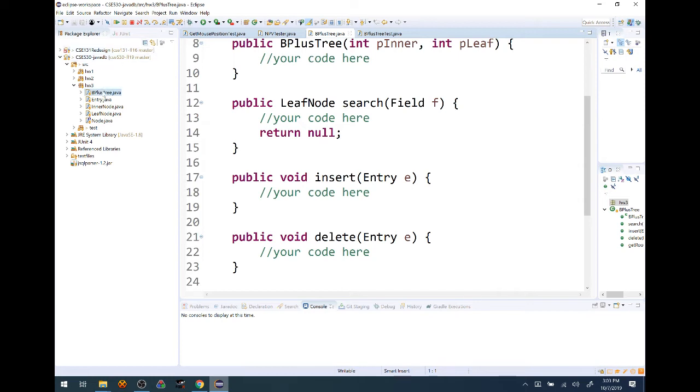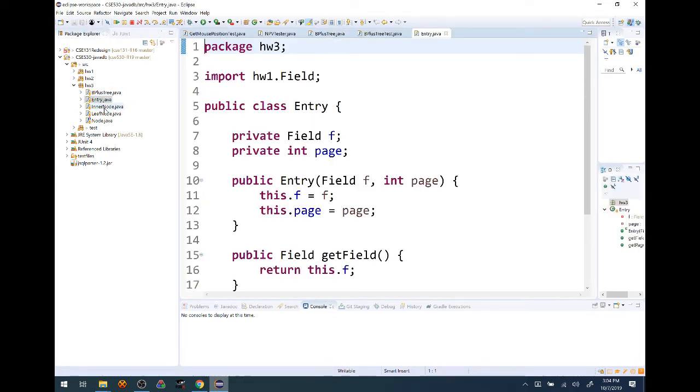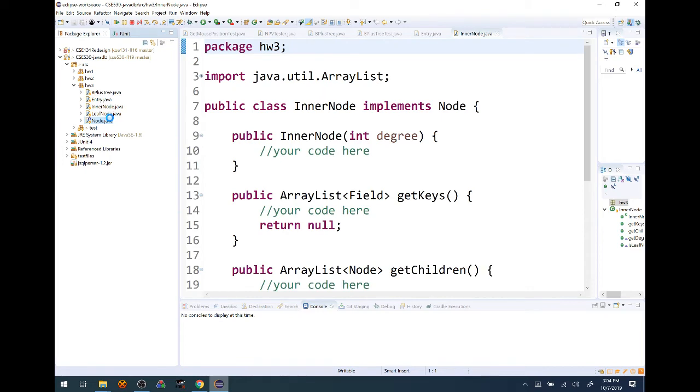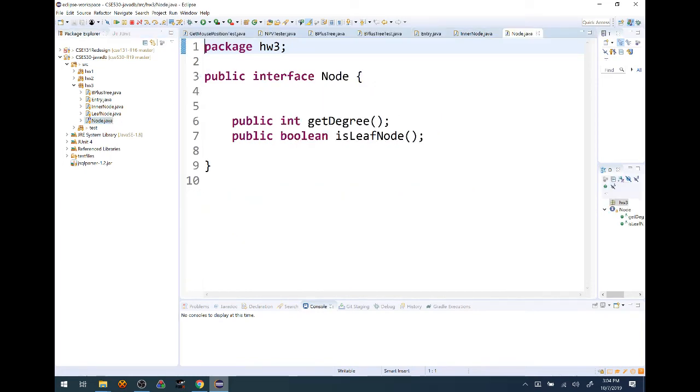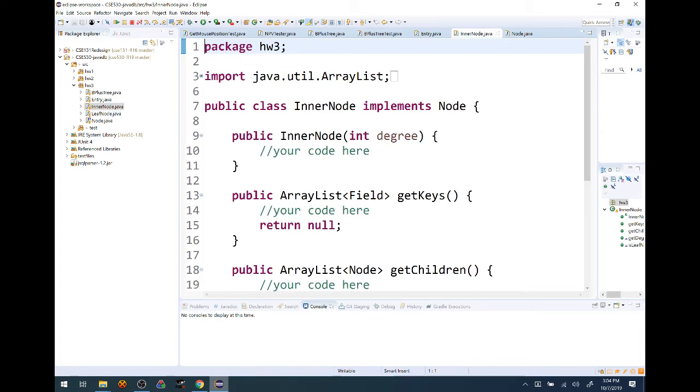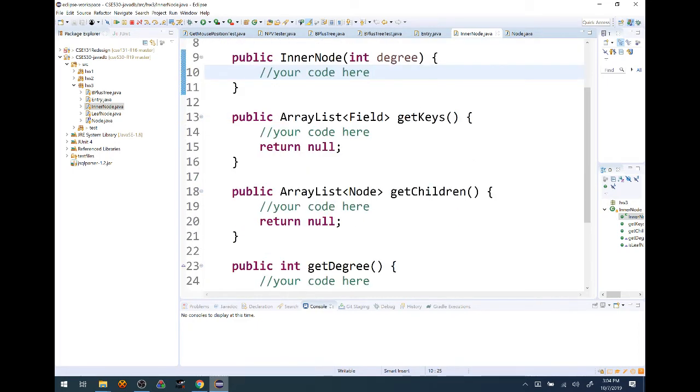So I have provided you some other classes, and these other classes are very simple. They're very straightforward. So I'll run through them real quickly. Actually, let me start with the node classes. So this is a very simple interface that is applied by both inner node and leaf. Oh, whoops, sorry. Okay, my bad. You have to do some other methods too. My bad. I forgot about this part.